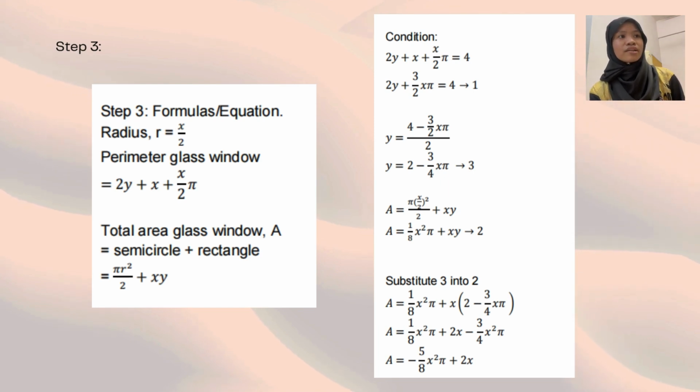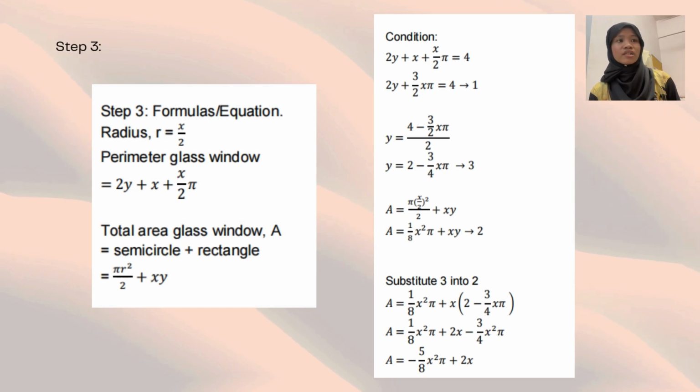Next, we're going to find a value to substitute into the area equation. So here, from the perimeter equation, we are using the value of y in terms of x. Y equals (4 minus 3 over 2 x pi) divided by 2. And we simplify it more, so it becomes y equals 2 minus 3 over 4 x pi. So it becomes condition number 3.